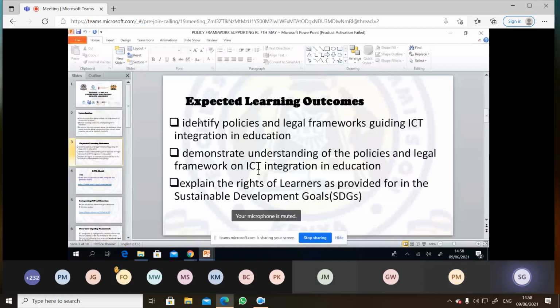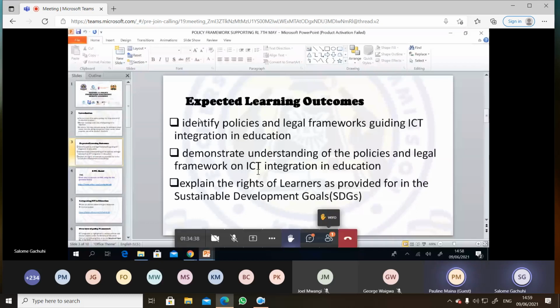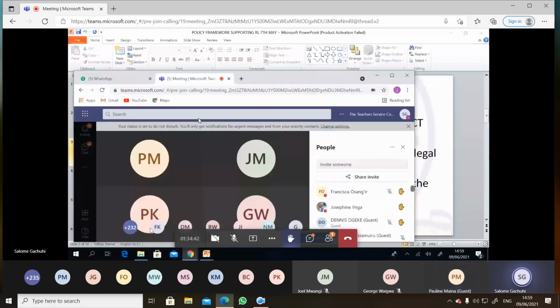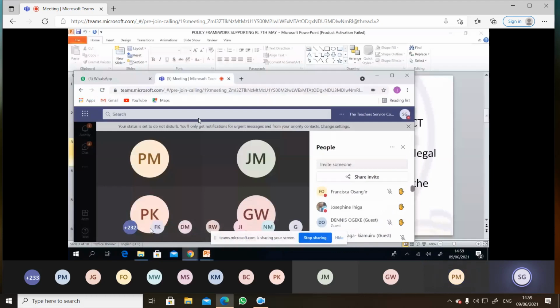Do you know anything, or maybe any policy that guides ICT integration in education in Kenya? Anyone who knows in Kenya, or maybe a policy that remote learning has been guided by or derived from? Somebody who knows any policy or any framework, maybe it can be a legal framework that guides these remote learning programs?